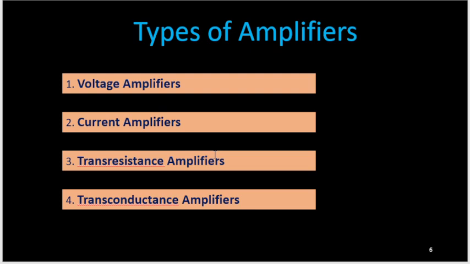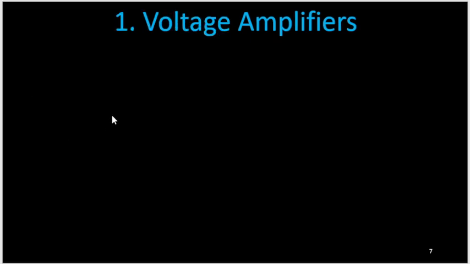There are other amplifiers like power amplifiers, class A, class B, class AB and class C amplifiers, but those will not be discussed right now. So we will focus on these four types of amplifiers and we will try to understand their models. First, consider the voltage amplifier.